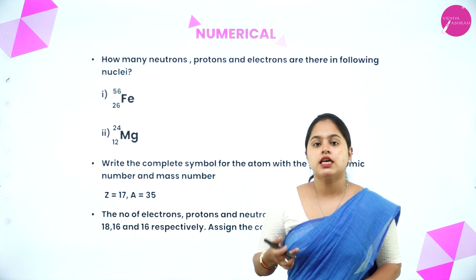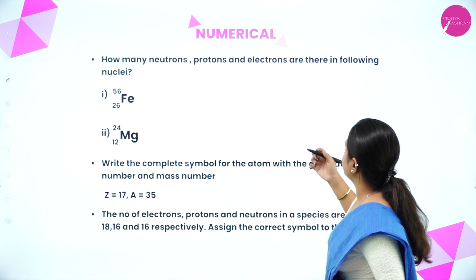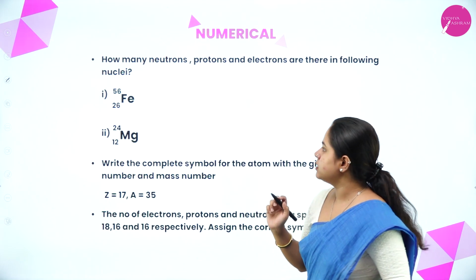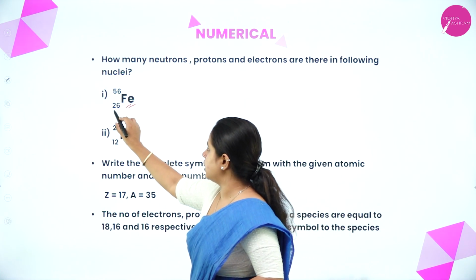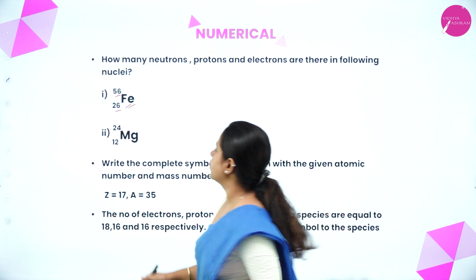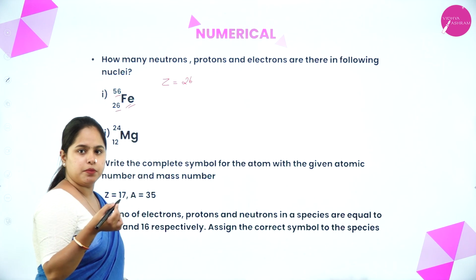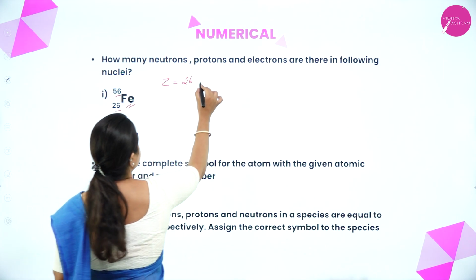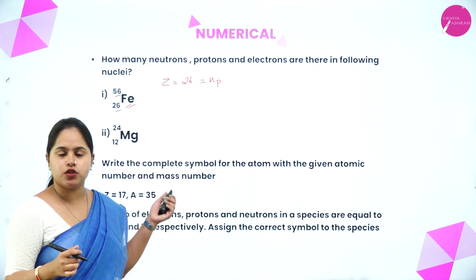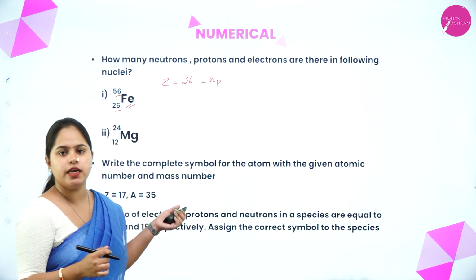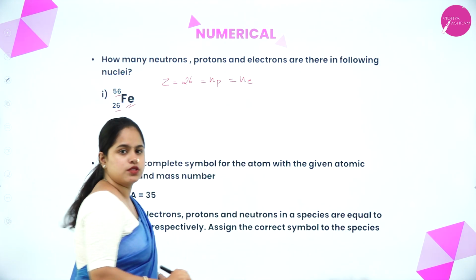Right. So now let's quickly do a numerical based on this. How many neutrons, protons and electrons are there in the following nuclei? The representation of the element is given. So from here, you know that this is the atomic number and this will be your mass number, right? So atomic number is equal to 26. What does that mean? The number of protons is 26, right? And it is an electrically neutral atom. Are you able to see any ions there? No, right? It is an electrically neutral atom. So this will also be equal to your number of electrons.